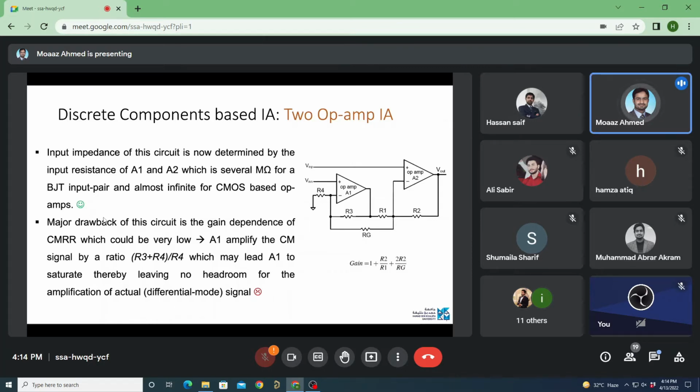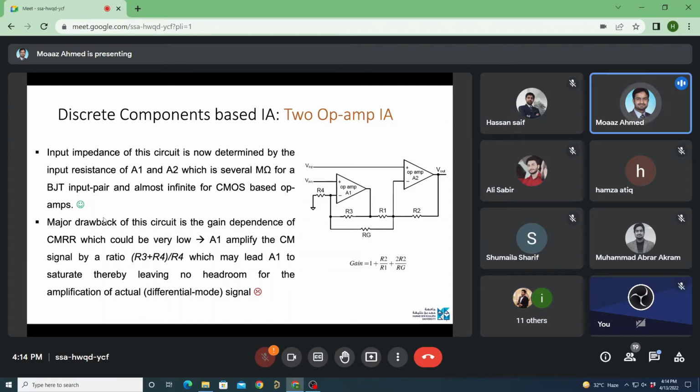So I was talking about this topology. We have 2 amplifiers. The sensor sees the input pair within these op-amps A1, A2, and if they are implemented with BJT, the input impedance would be in mega ohms. If they are implemented with CMOS, these op-amps are CMOS based, then the input impedance is infinite. So that problem is solved. The sensor is not loaded, very good.